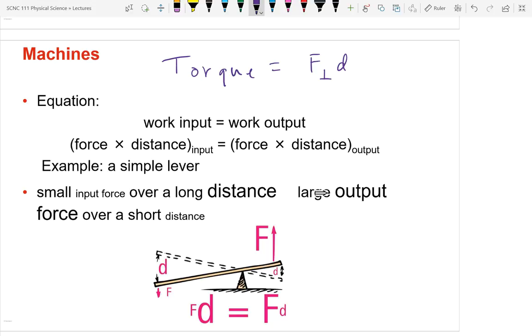So does it have anything to do with force or just weight? Oh, definitely, weight is a force. Okay. Now notice this equation. Torque is force, that little upside down T, that means perpendicular. So the torque is the force perpendicular to the distance.